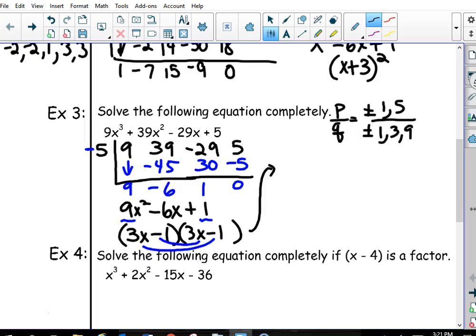I could factor that one. So solve the following. My zeros are at negative 5. And when I solve 3x minus 1 equals 0, I get 1/3, and 1/3, or 1/3 with a multiplicity of 2.